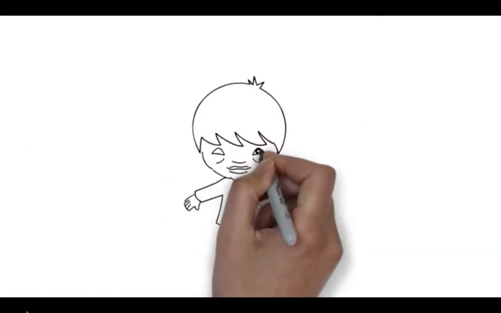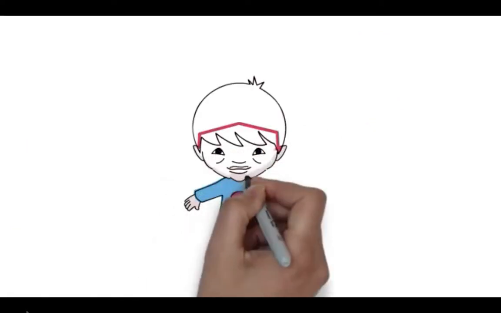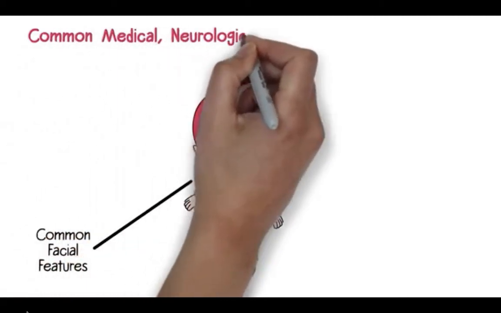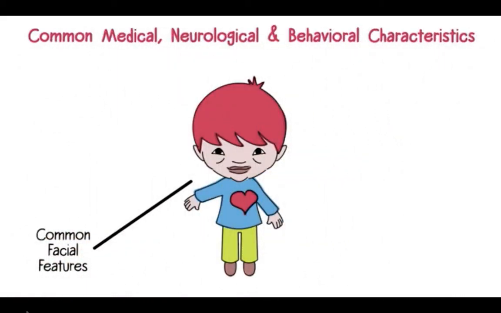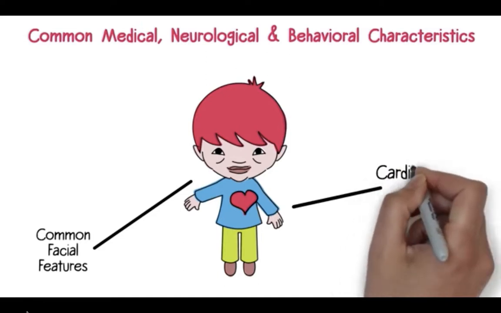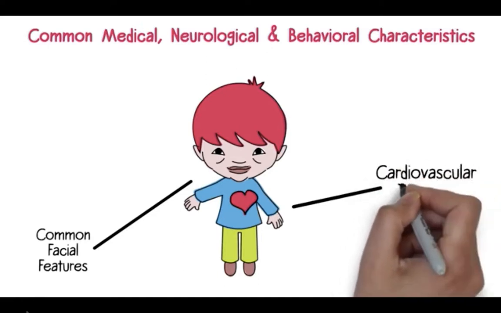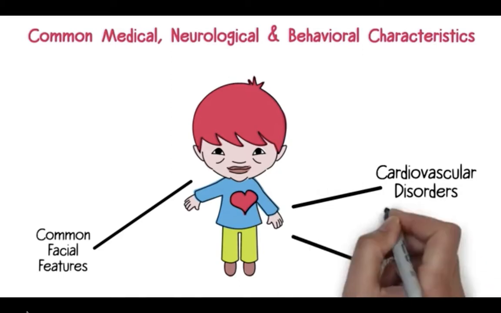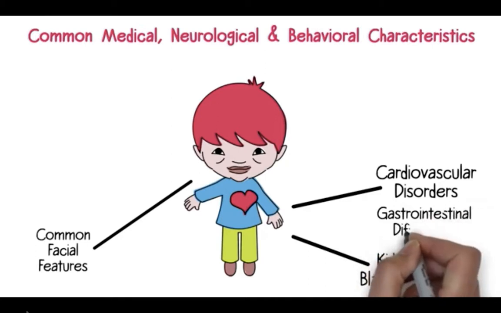Williams syndrome and families of affected individuals encounter major struggles. Individuals born with Williams syndrome share many common facial features, as well as a constellation of medical, neurological, and behavioral characteristics. Most individuals with Williams syndrome have mild to severe cardiovascular disorders, often requiring surgery, and many suffer from kidney, bladder, and gastrointestinal difficulties as well.